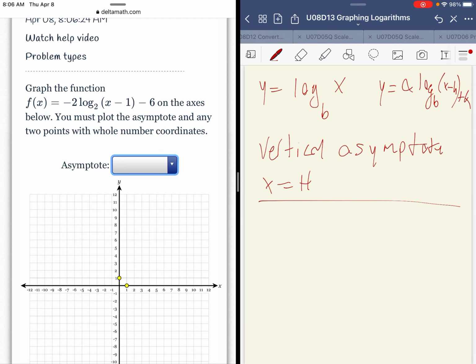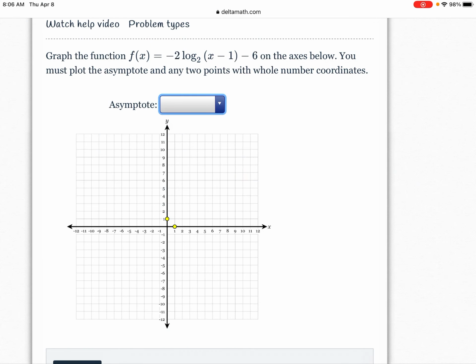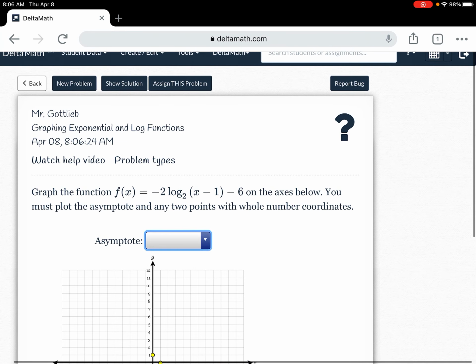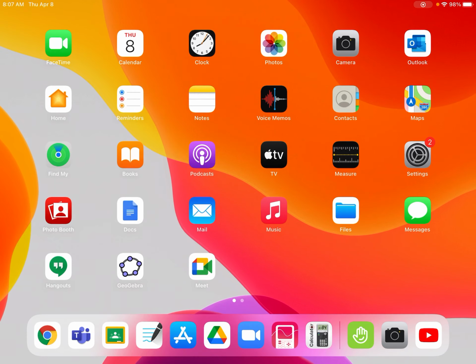asymptote. Let me see if I can get the asymptote button to work on here. I was having some issues with it earlier. That's why I started the video with the asymptote already chosen, because I was having the issue. Let me click this button, please. All right, so I managed to click the vertical asymptote.